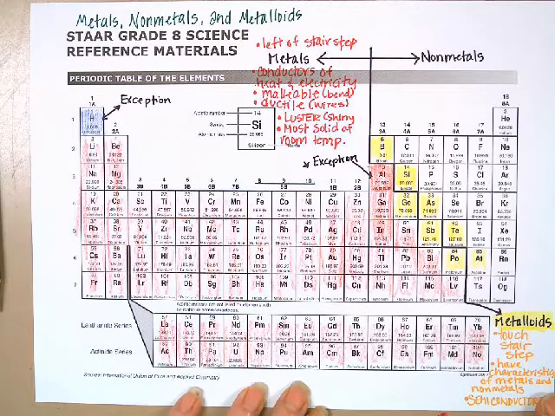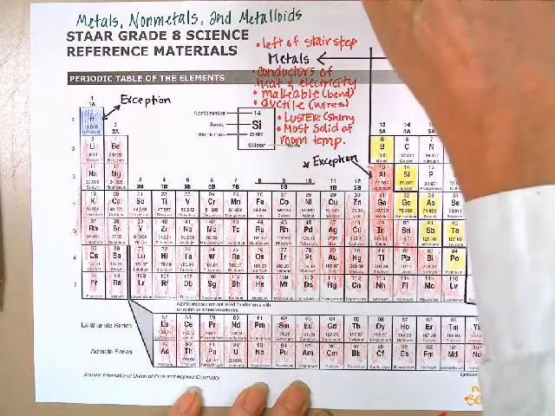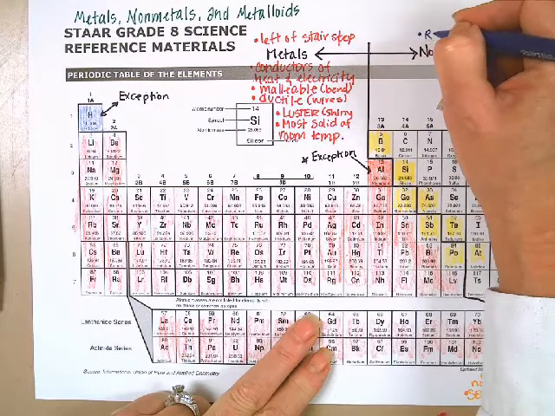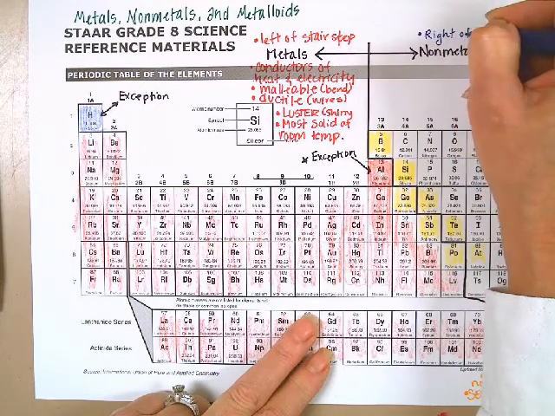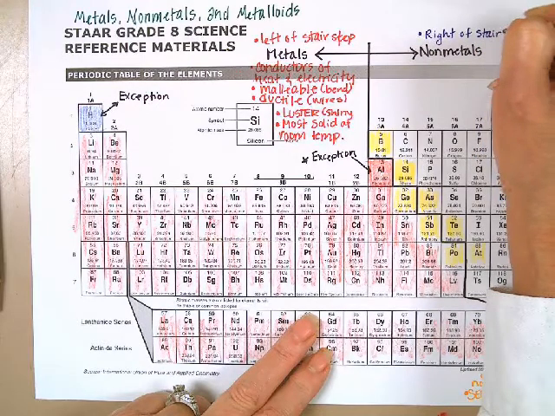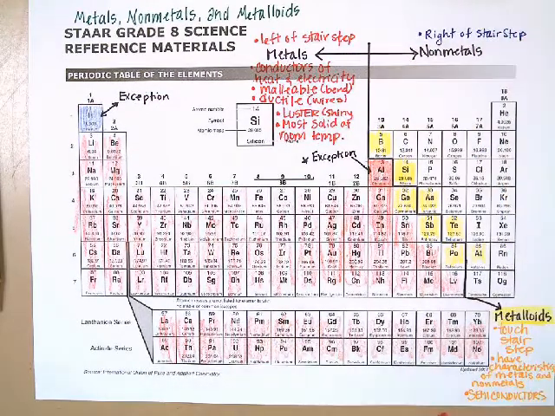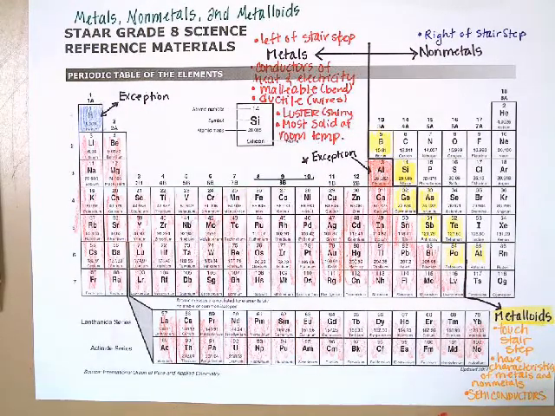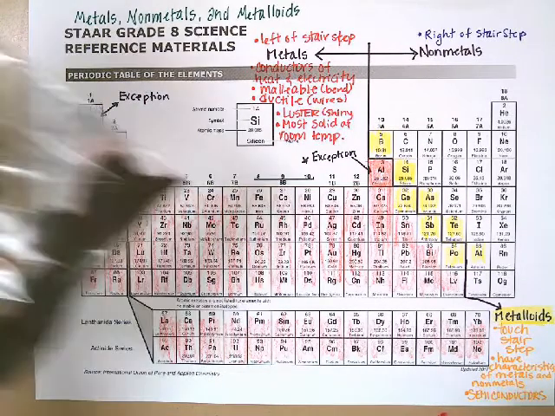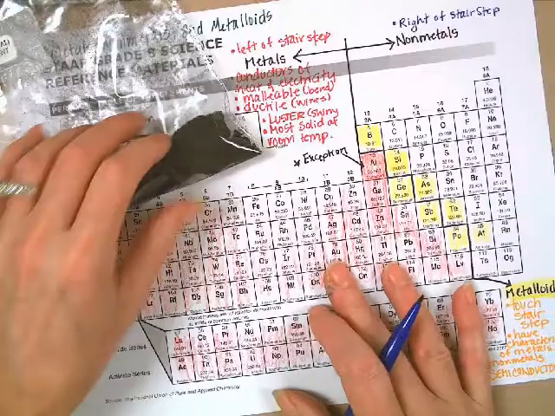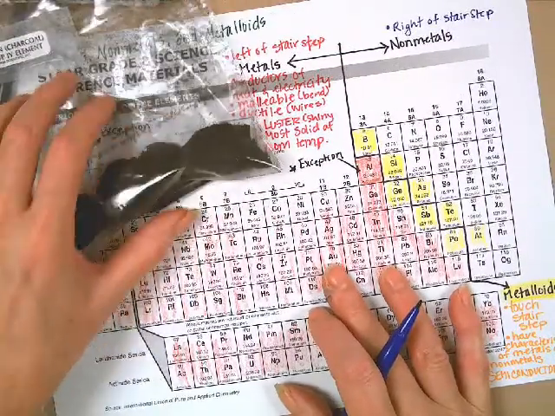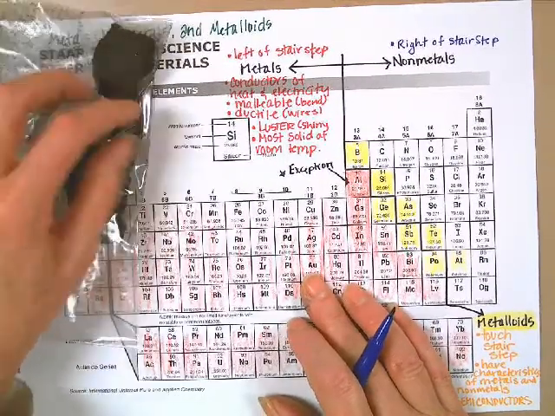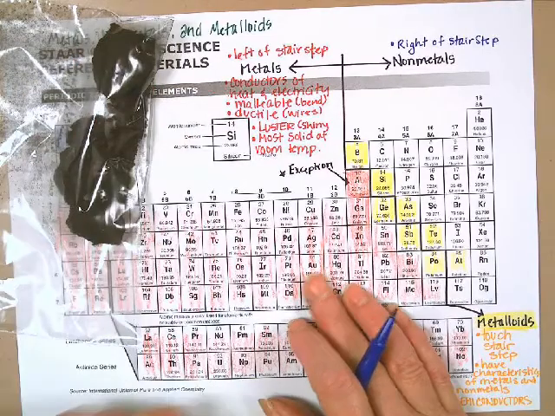All right, now let's get to our nonmetals. Our nonmetals obviously are on the right of the stair step. So what are some characteristics of our nonmetals? Well, I've brought in a nonmetal here I'd like to show you. This is actually coal, not charcoal, but what's known as bituminous coal. And if you look at it, it is not shiny. It is in a plastic bag right now.